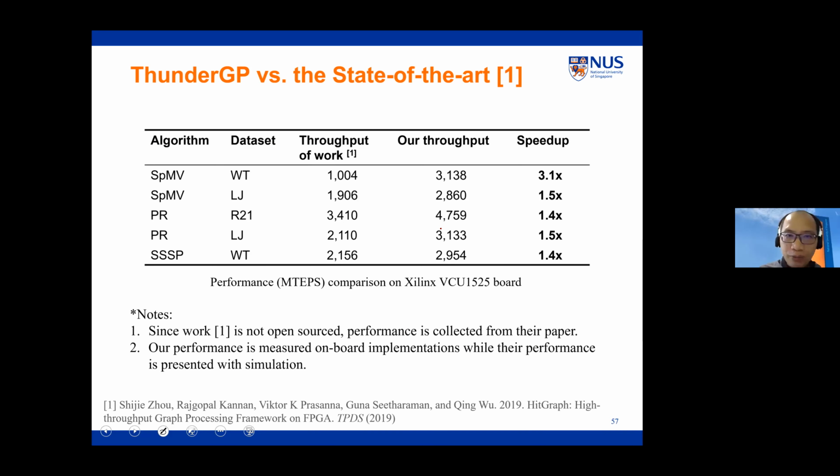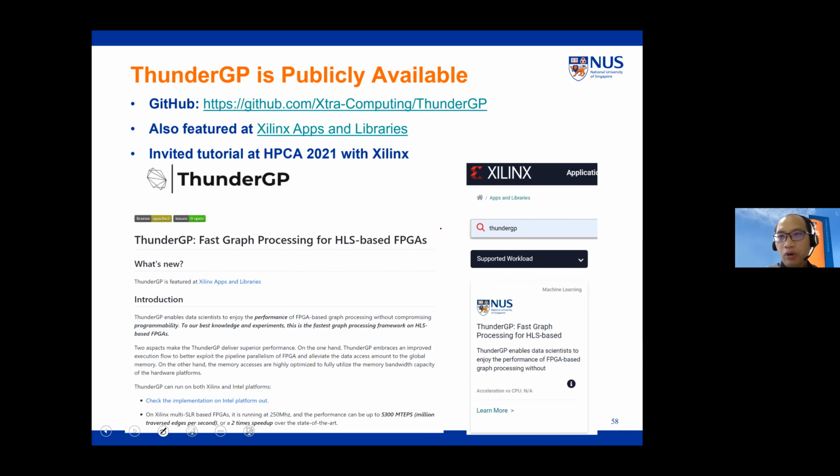If we compare with some state of the art based on RTL, which we just collected from their paper, we find that our throughput can be like 1.4 times or even 3.1 times higher than their performance. We have made it open source, and it has also been featured on the Xilinx website, and we will present a tutorial at HPCA 2021.